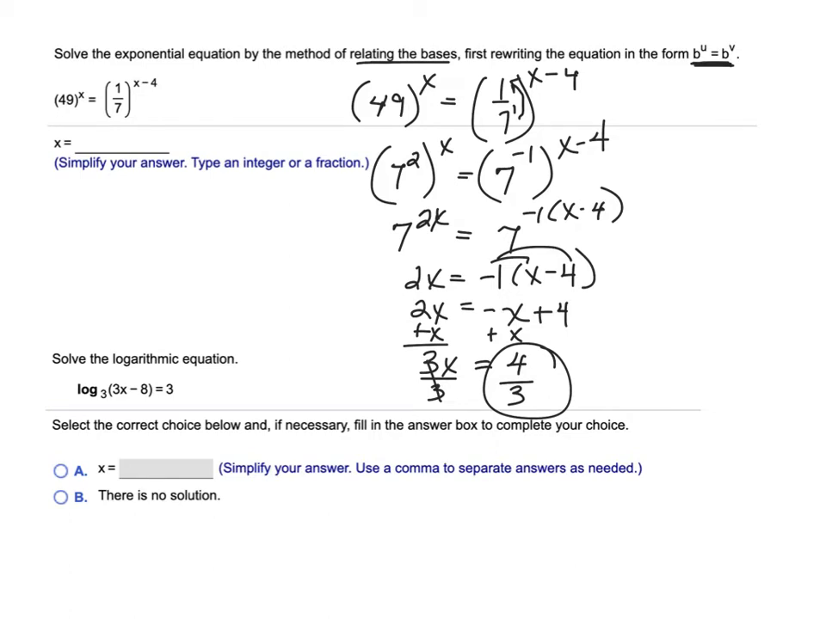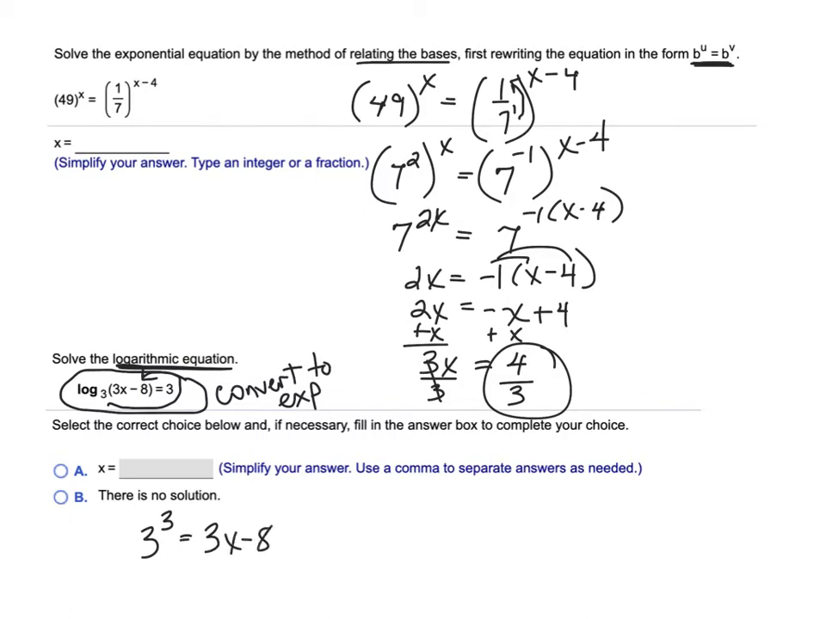So for the next one, we're solving a log equation. For the log equation, remember we have to get rid of the log in it. And since it's set up as log equals a number, we have to convert to exponential form first. Convert to exponential. So remember how we do that. We start with the base, 3. Remember, we raise 3 to the 3. We do a counterclockwise little circle. So 3 cubed equals 3x minus 8. And this is what we have left to solve.